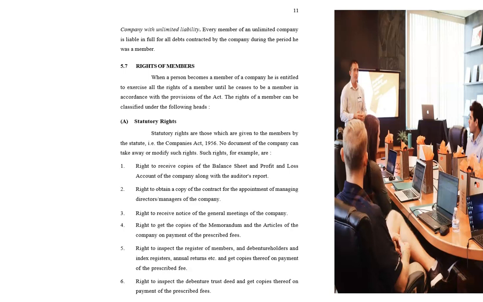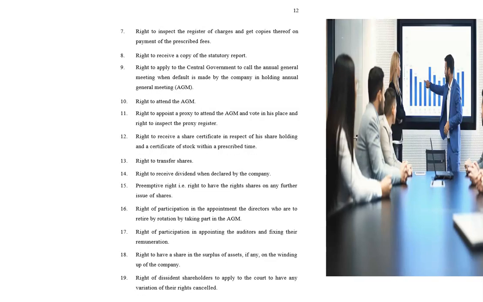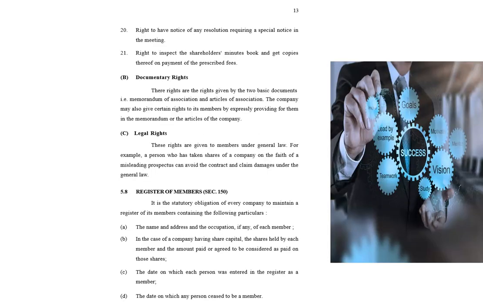The right to receive copies of balance sheets. The members have far greater rights than the shareholders, right? So that is obvious. They can inspect any documents, they can receive notices, they can ask for copies of the memorandum of association on payment of prescribed fees, right? They have the statutory report, the right to transfer shares, the right to receive dividends when declared by the company, the right of participation or appointment. So all this is available to the members.